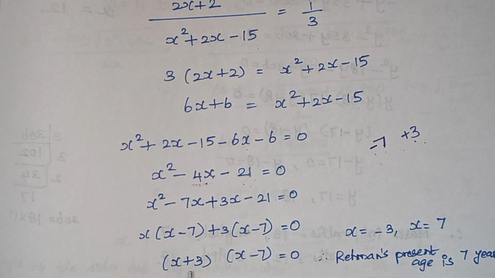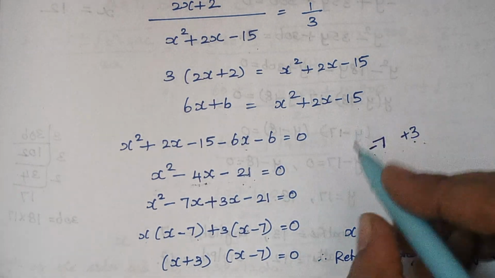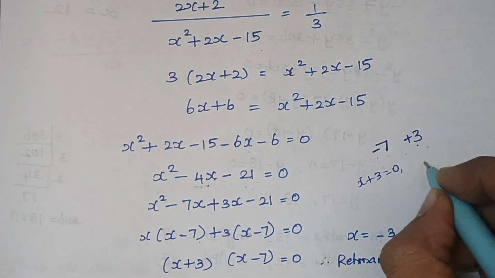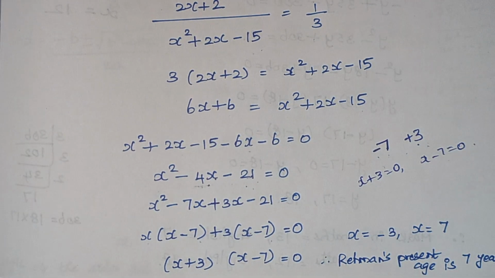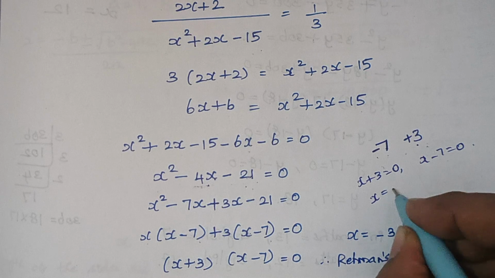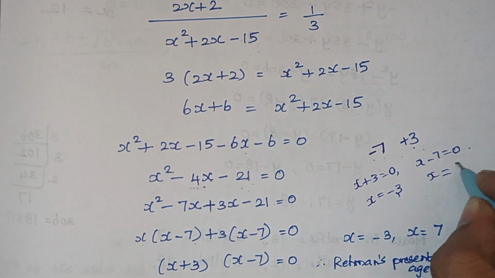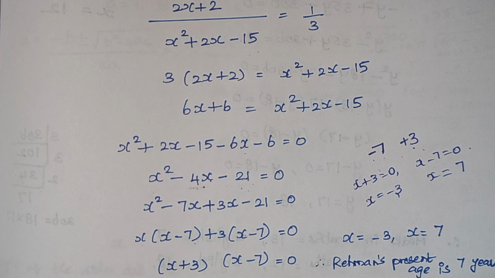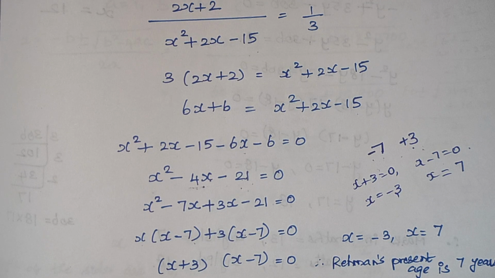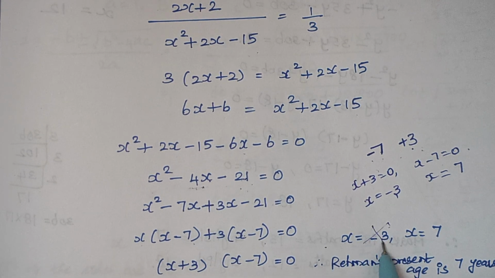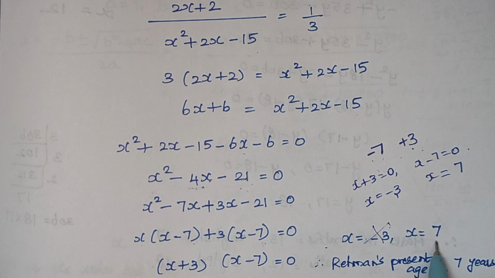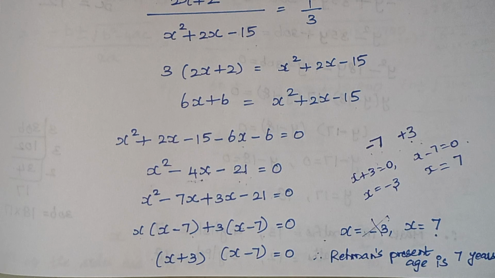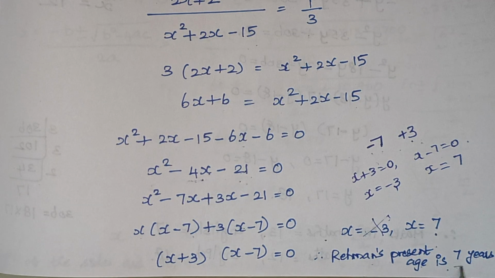Now, when you equate these terms to 0, that is, we are equating x plus 3 equal to 0 and x minus 7 equal to 0. So here the value will be x is equal to minus 3 and here the value of x is equal to 7. In this problem we are discussing age, so can age be negative? Never. Age should always be a positive number. Therefore we are rejecting the value x equal to minus 3 and we are proceeding with x as 7. Therefore Rahman's present age is 7 years.